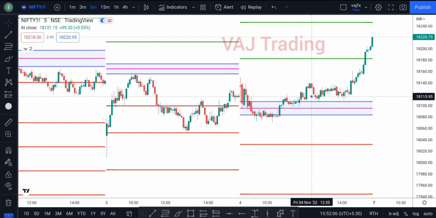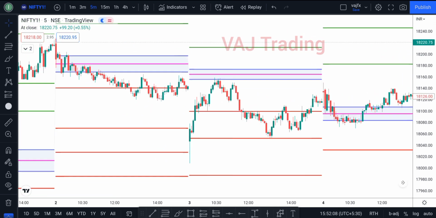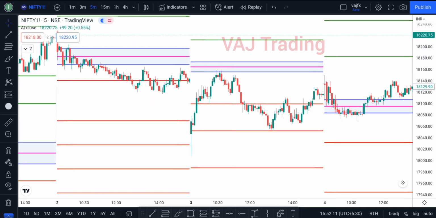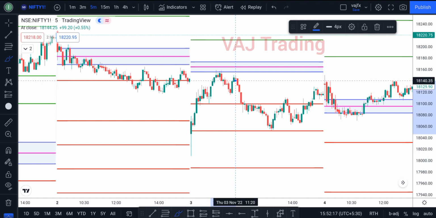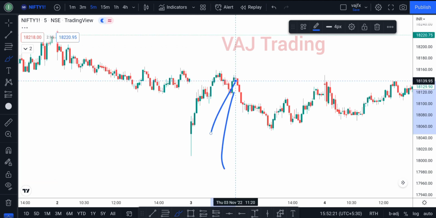If you're afraid of stop loss, then please don't trade. This is not what I said, this is said by some great traders. I'm having some issues with this TradingView.